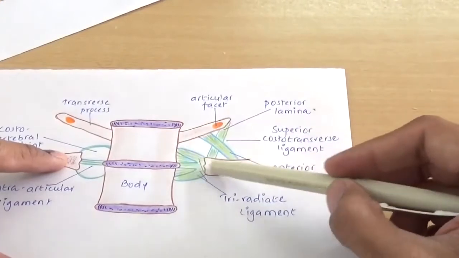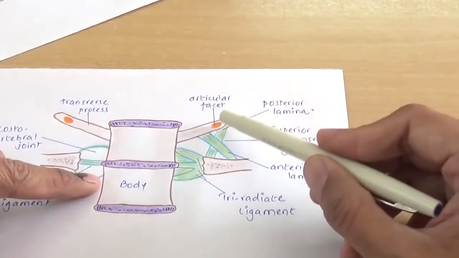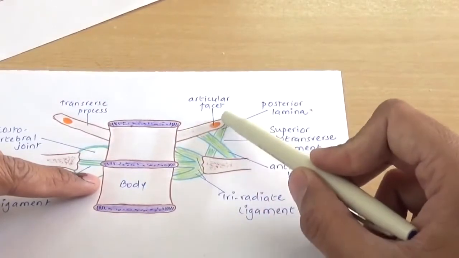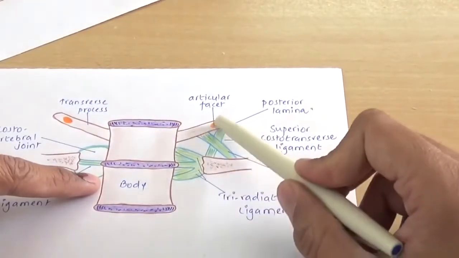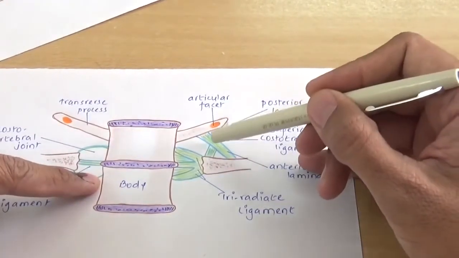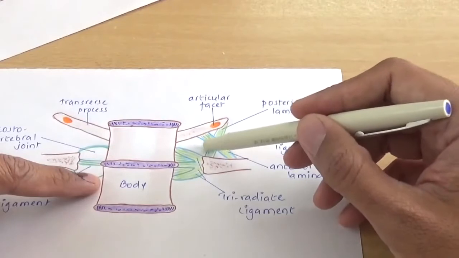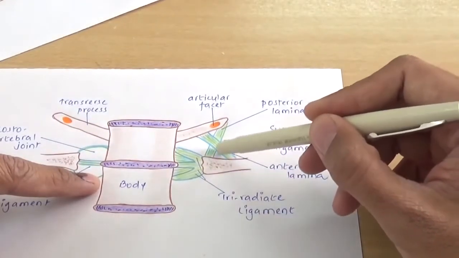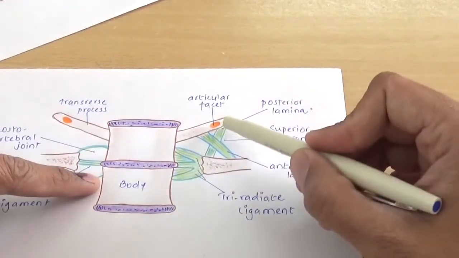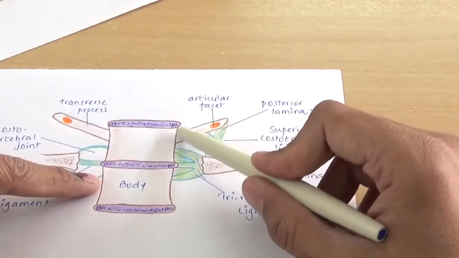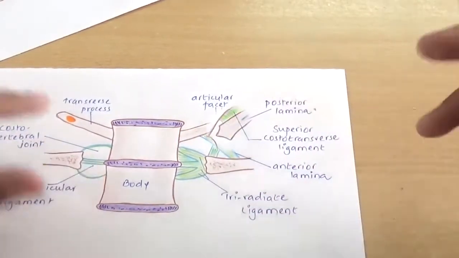Now next is the superior costotransverse ligament. It is a ligament extending between the rib and the transverse process of the vertebra above. Okay, so if it is the third rib, this will be the transverse process of the second vertebra. Now it has 2 laminae, anterior and posterior. Below, it is attached to the crest or superior border of the neck of the lower rib, whereas in the upper part it is connected to the inferior aspect of the transverse process of the vertebra above.